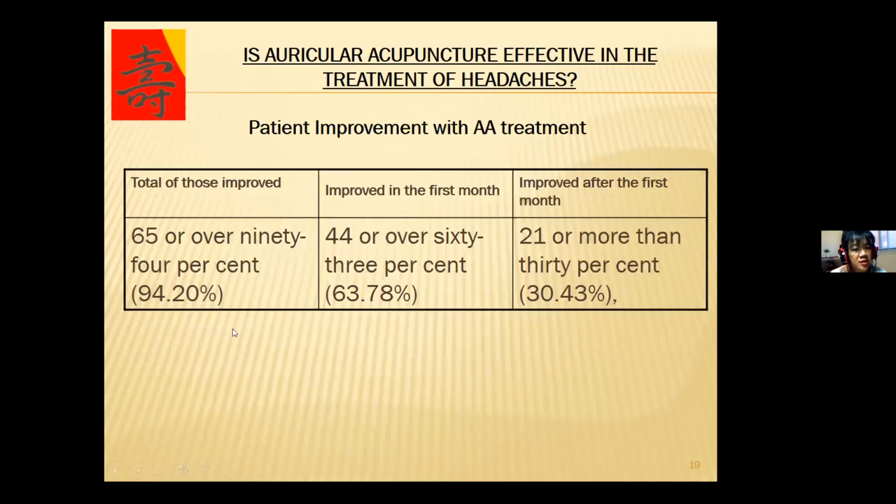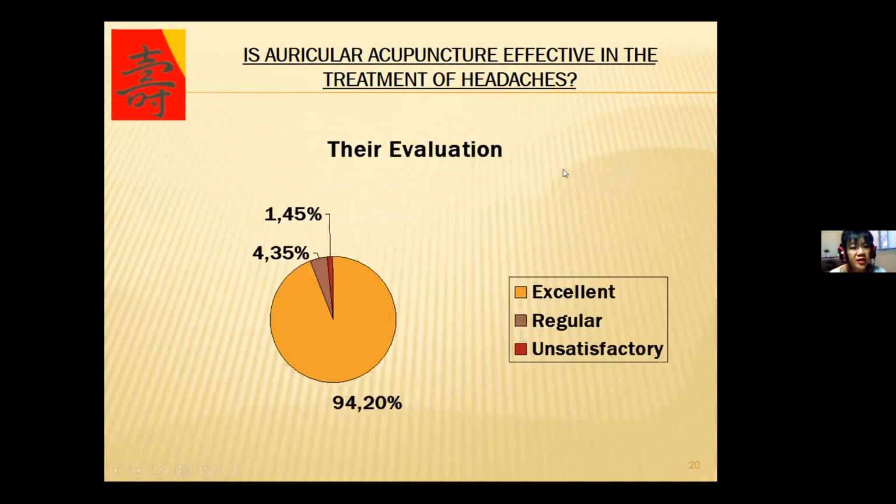Here are the results. 94% showed total improvement, 63% improved in the first month of treatment, and 30% only after the first month. And the patients' evaluation is that auricular acupuncture was excellent for the treatment of headache: 94% said excellent, 4% said regular, and 1% said unsatisfactory.